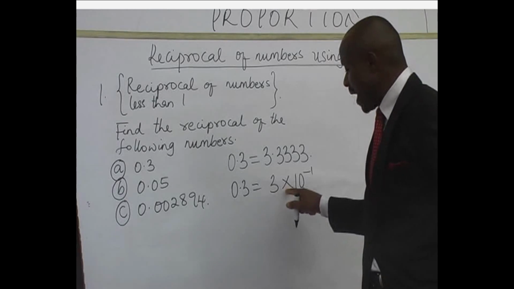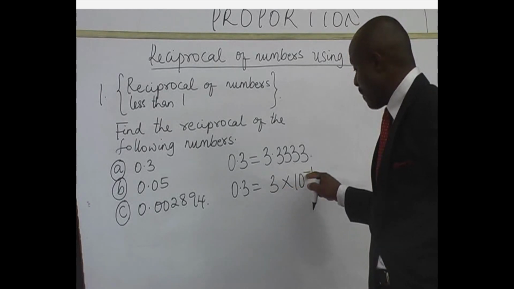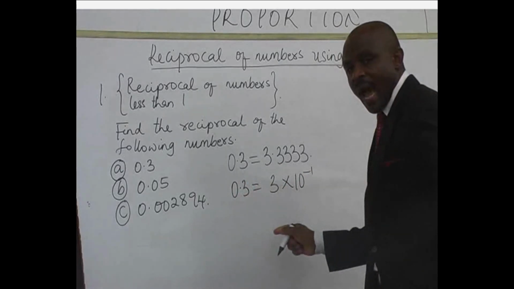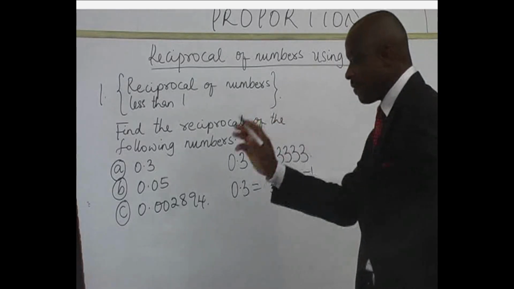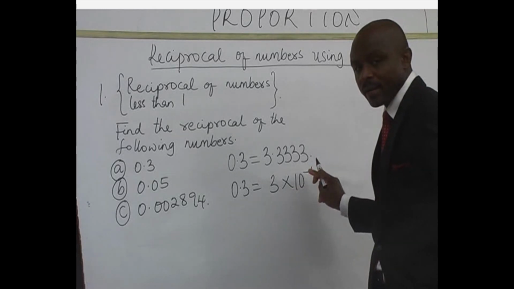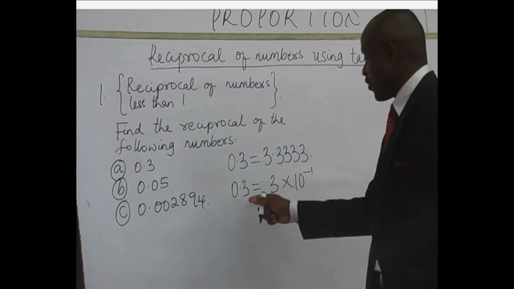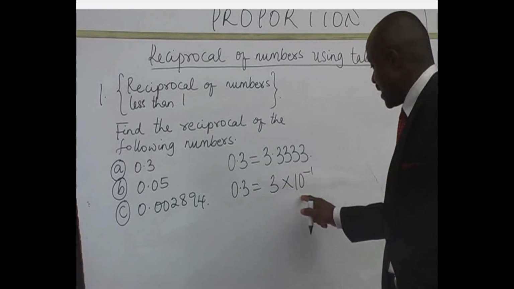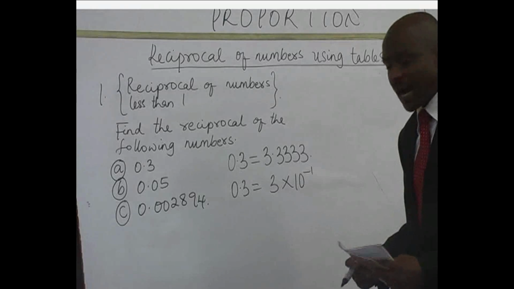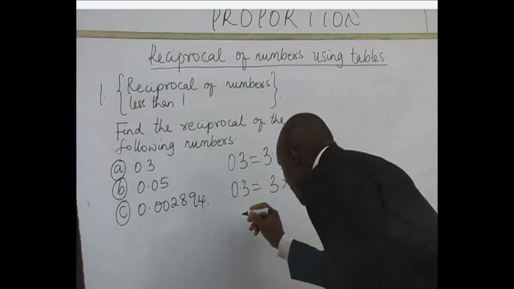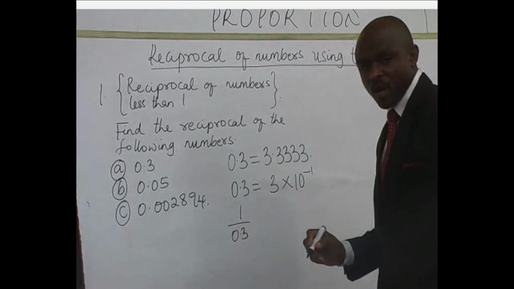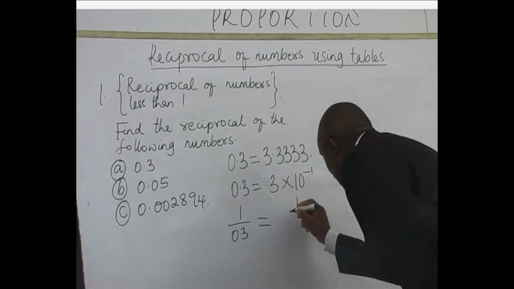You will not stop there. You now multiply it by 10 raised to the power minus 1 because you moved the decimal point from the left to the right. Had it meant you wanted to move from the right to the left, the minus would have been a plus. So this would have been times 10 raised to the power 1. Now that you have written 0.3 in standard form to be 3 times 10 raised to the power minus 1, now find the reciprocal. So the reciprocal of 0.3 means 1 all over 0.3. It is the same thing as 1 all over.